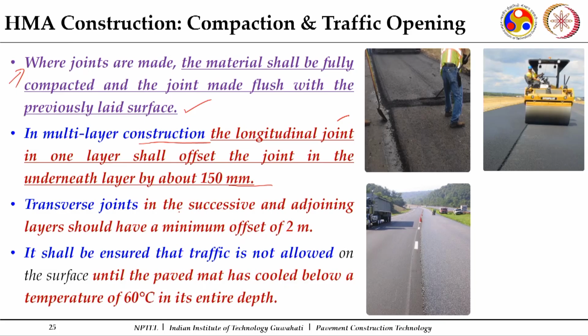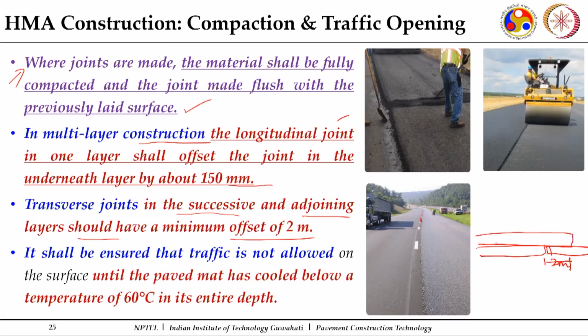So transverse joints in the successive and adjoining layers should have a minimum offset of 2 meter. So this is very important. If I am laying one layer and a transverse joint was constructed, and when the next layer over it is to come up, then the offset should be at least 2 meter if some joint has to come up over it. So this is highly important, specifically taking care of the joints.